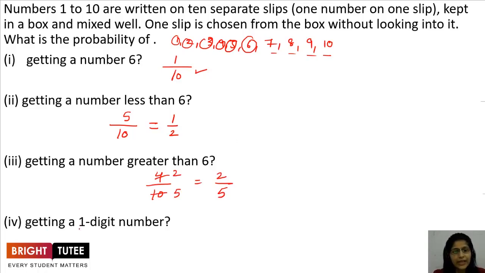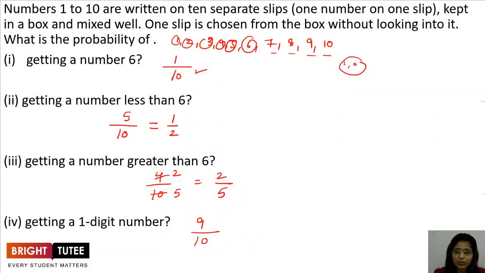Then getting a 1-digit number. So we see out of these 10 numbers, 1, 2, 3, 4, 5, 6, 7, 8, 9, these are only 1 digit. 10 is having 2 digits, 1 and 0. So we will just take 9 as the favorable one and total are 10. We can't convert it into simplest form. So this is the only answer that we have. Otherwise, we have already converted in other parts in simplest form. Right. So a very easy question was there.